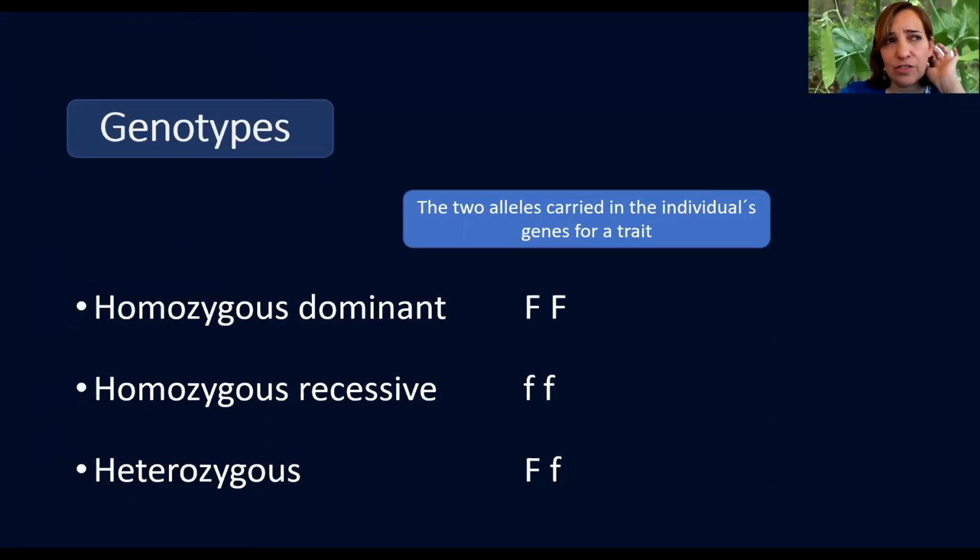Let's remember what a genotype is and what the difference is between genotype and phenotype. Genotype, remember, is the information that is in the genes, in the chromosomes. We have information coming from our mother and other information that comes from our father. And there are three types of genotypes, talking about simple dominant alleles. We have homozygous dominant when both alleles are dominant, homozygous recessive when both are recessive, and heterozygous when we have a mixture. These are the two alleles that carry the individual's genes for a trait.